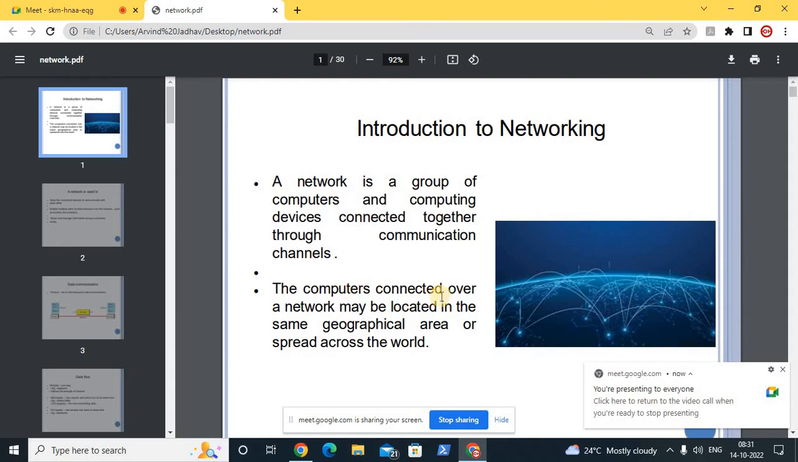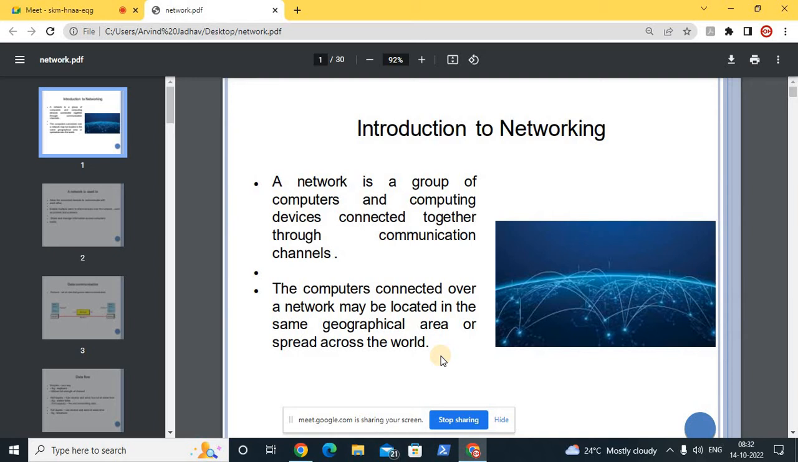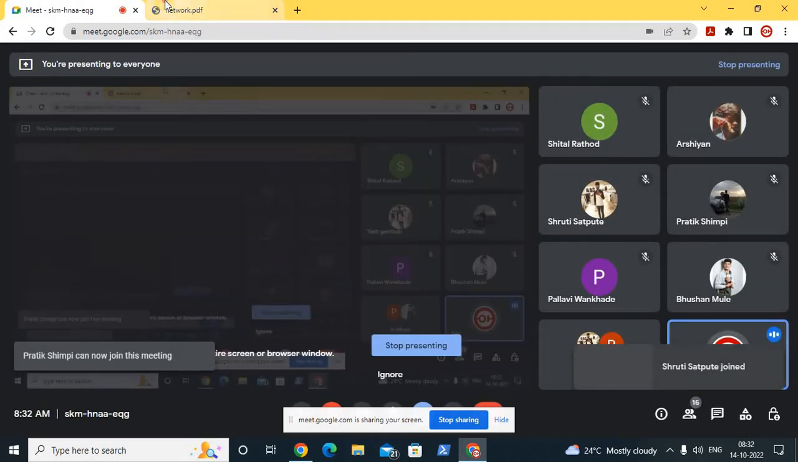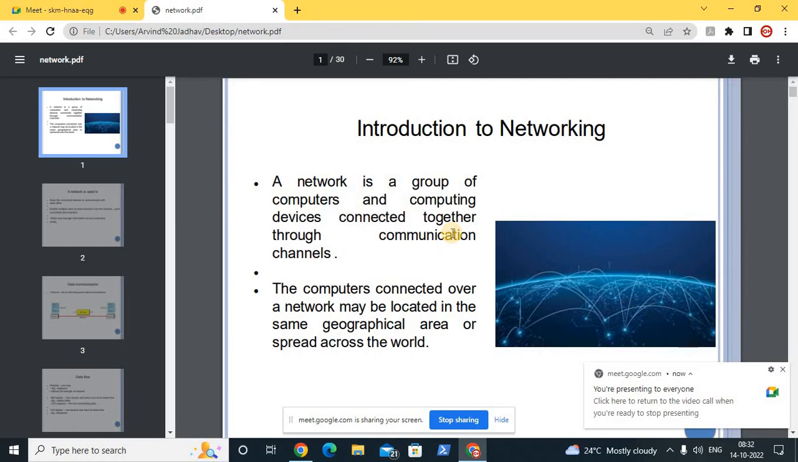The computers connected over the network may be located in the same geographical area or spread across the world. What is the same geographical area? For example, right now I have a group of 10 PCs available in Beed district, or I could have a group of 10 PCs available in 10 different districts, or even in 10 different countries. It depends, but make a note that they must be interconnected with each other.